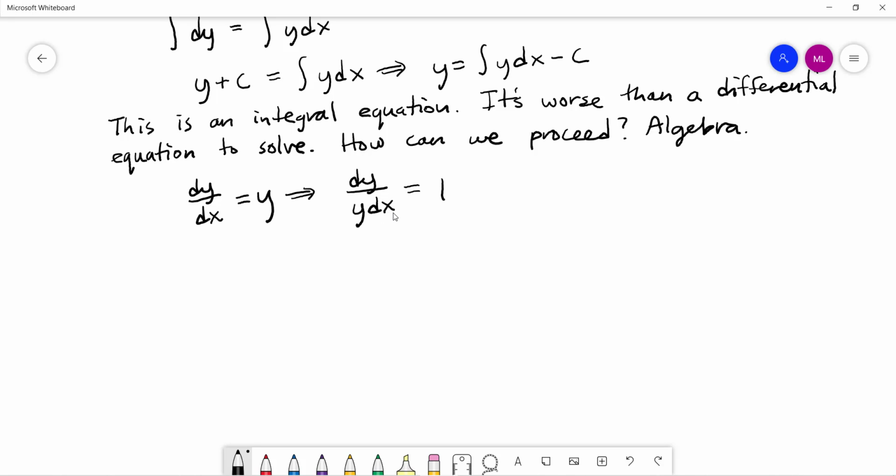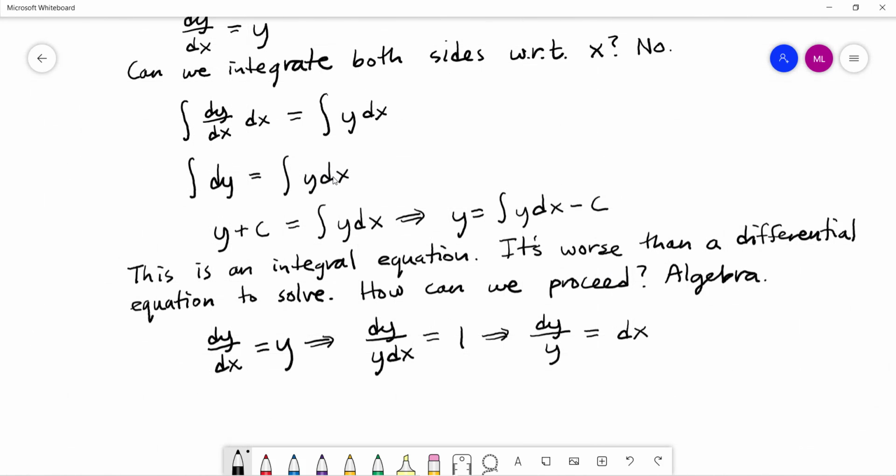How do I get rid of the dx that's in the denominator here? Well, I need to multiply both sides by dx. And when I do that, I'll wind up with dy over y is equal to dx. And now I'm going to have the ability to actually integrate both sides without any issues because I didn't have to artificially introduce the differential dx. I've already got the y's grouped together.